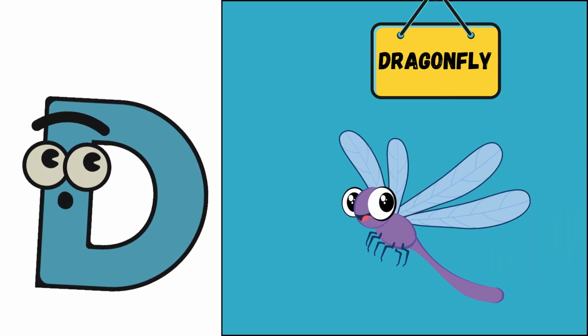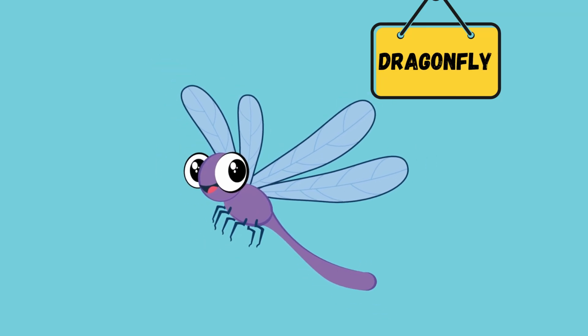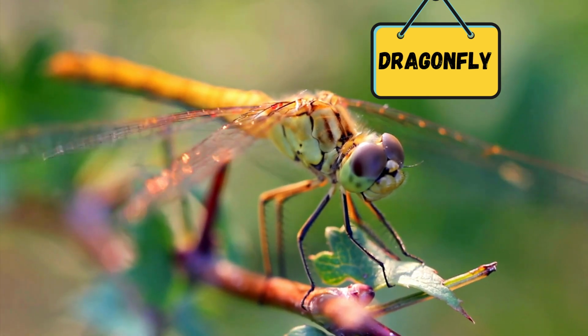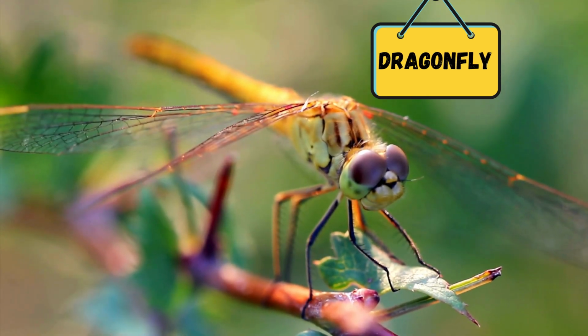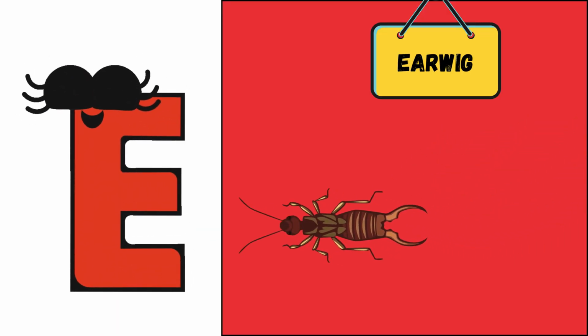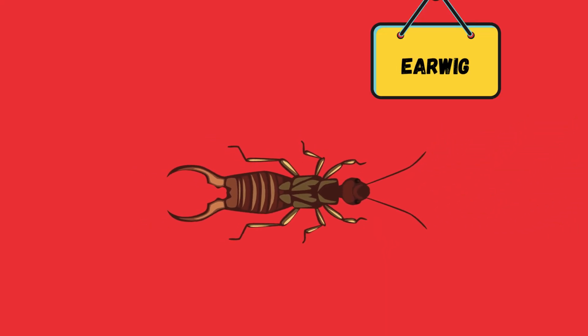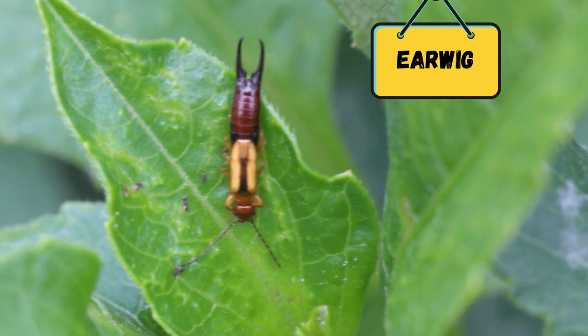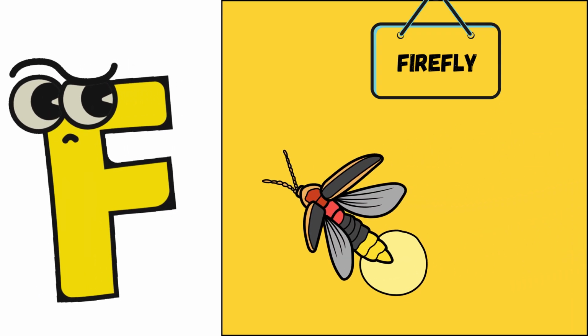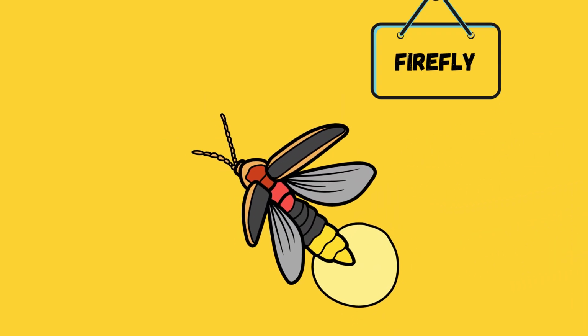D is for dragonfly. E is for earwig. F is for firefly.